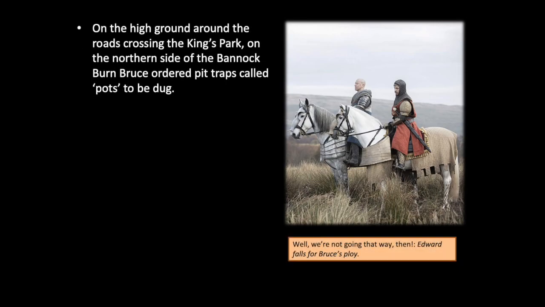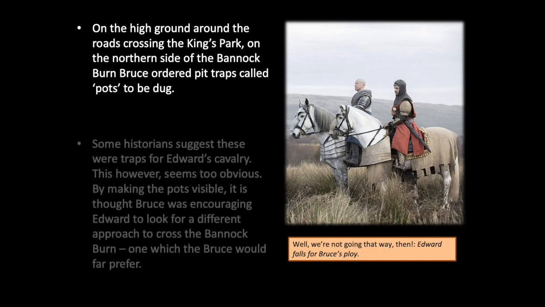Now, on the high ground around the roads crossing the King's Park, on the northern side of the Bannockburn, Bruce ordered pit traps called pots to be dug. The purpose of these was to snap the legs of horses. If a horse is galloping along towards its enemy and it throws a leg down one of these pot traps, its momentum is probably going to snap the leg of the horse, bringing the horse and the rider down, taking them out of the fight and potentially tripping any fast-moving riders immediately following along behind them. Quite a horrible, nasty trap.